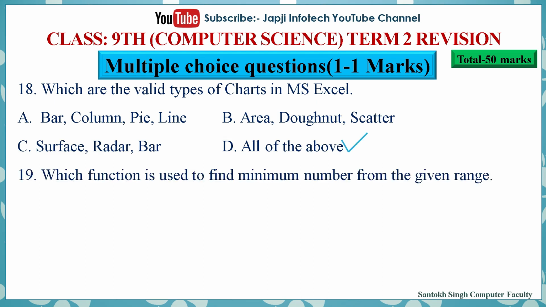And 19th one is which function is used to find minimum number from the given range, and the options are average, min, max, and the last one is rank. And the right answer is min function is used to find minimum number from the given range.